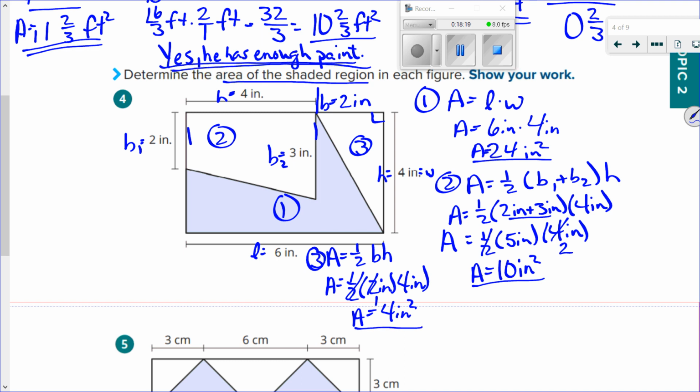Does everybody understand all 3 of those numbers and where they came from? Okay, so now's where you have to figure out how did I look at this. I said this was this big picture of 24 square inches. I subtracted the first trapezoid. That gave me 14. Then I subtracted the triangle. So my total area is 10 square inches. Does that make sense to everybody? Okay.